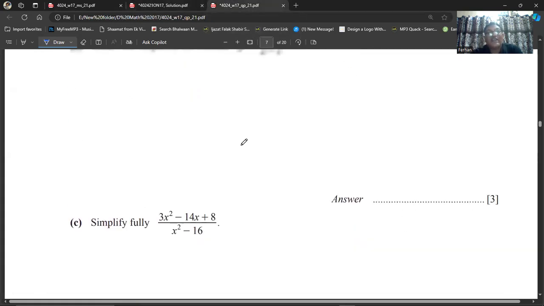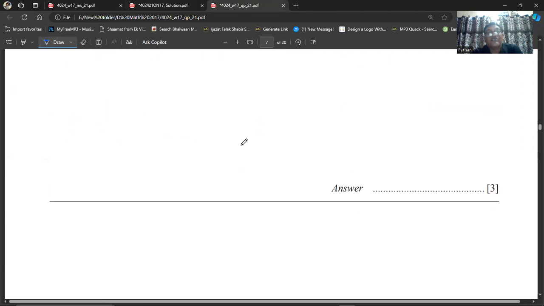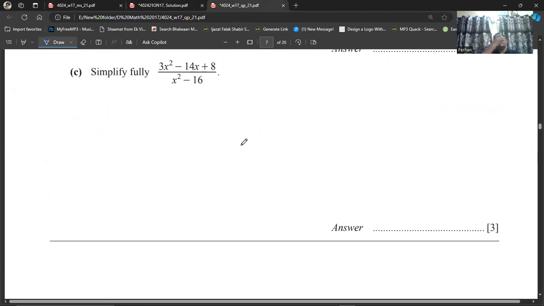Okay, so we are going to the next part, and that is question number 5 and its C part. Here we have an algebraic fraction. And the expression in the numerator is 3x squared minus 14x plus 8.